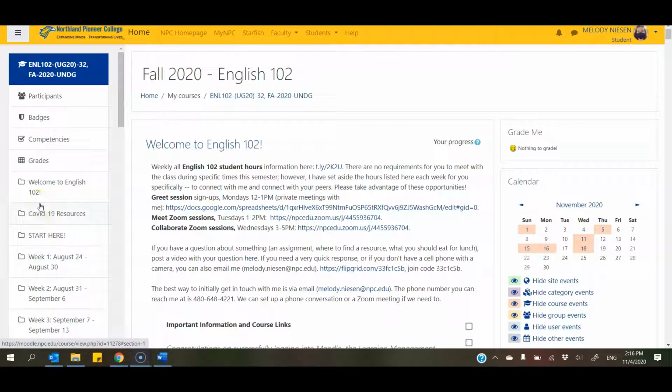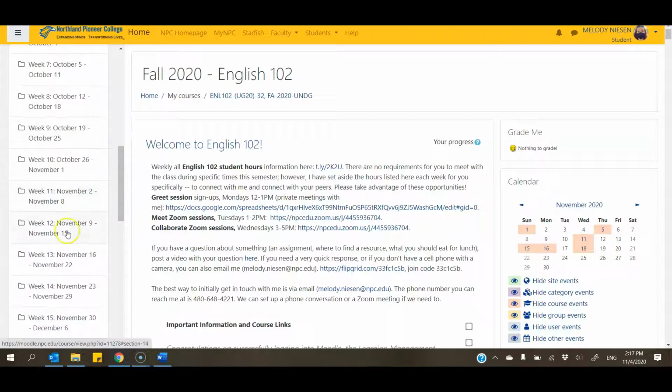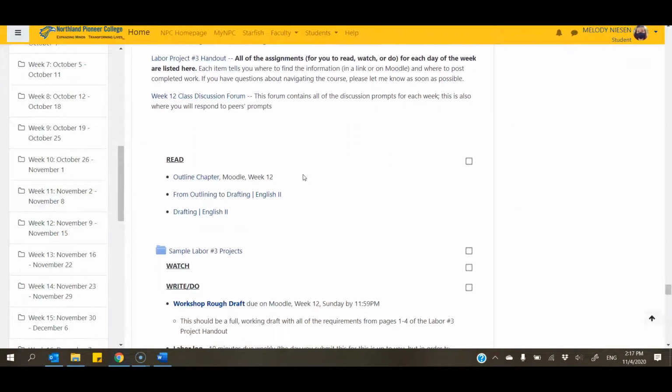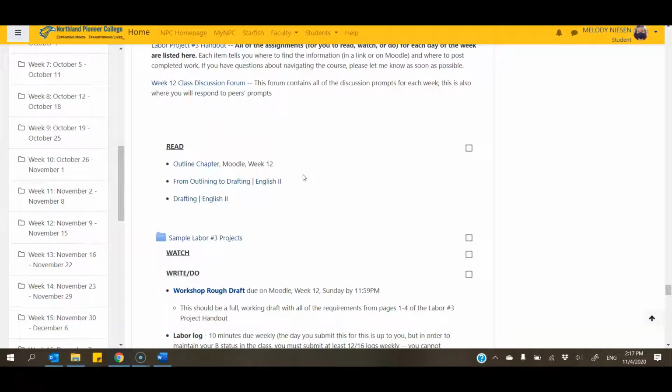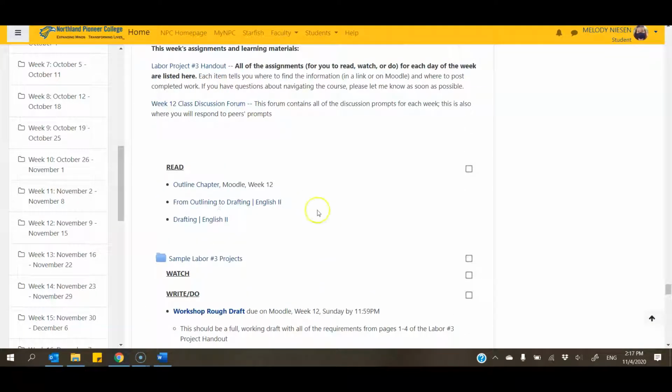So let's get into it. Let's scroll down to week 12. And you can see this week we are working on rough drafts, and an outline is an optional labor this week if you want to. So this week we don't have any discussion posts because I'd like you to focus on working on your workshop rough draft, which is due on Moodle week 12, Sunday by 11:59 p.m.